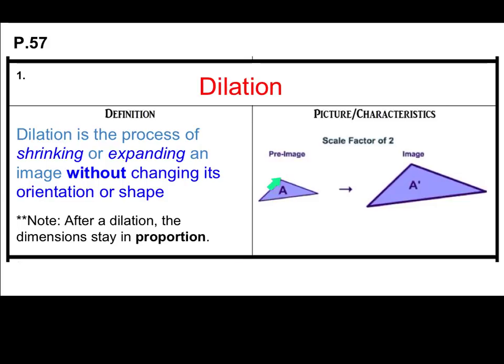This would be our original image. We call it the pre-image. And then what it looks like after we're done, we call it prime. So this would be just image. So we call it A prime. Okay, so notice that after dilation, the dimensions stay in proportion. So these are proportional. They're not congruent. Congruent's when they're exactly the same. These are similar. We'll get more into that later.